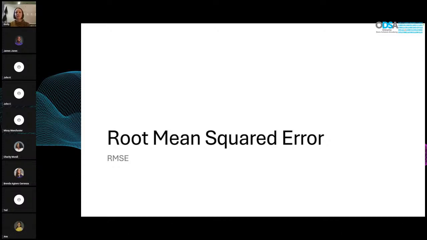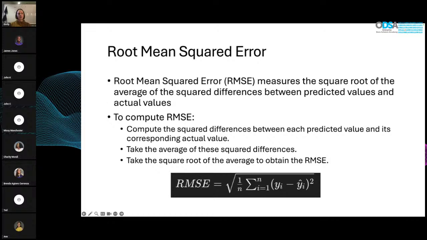All right, we are back. Root mean squared error. So root mean squared error, or the RMSE, measures the square root of the average squared differences, squares in there a lot, between the predicted and the actual values.